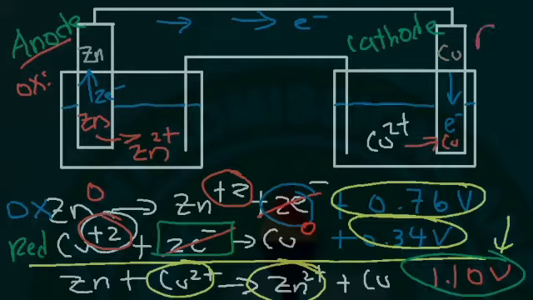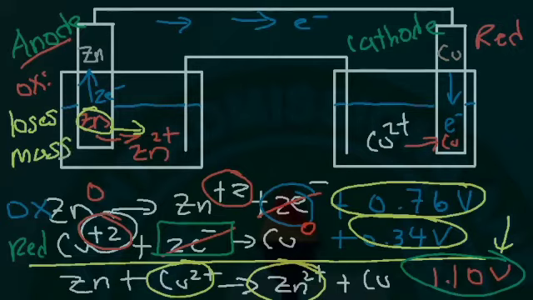At the cathode, reduction occurs. Reduction always occurs at the cathode. You can see that the copper 2 plus ions are gaining electrons. Now, notice that the zinc electrode is losing mass. The zinc atoms are leaving the electrode and they're entering the solution. Therefore, the anode always loses mass, so it gets smaller and smaller. Now the cathode, notice that it's gaining mass. The copper ions in the solution are depositing themselves on the cathode, and so the cathode gains mass.